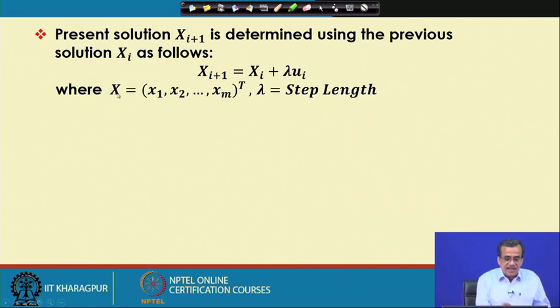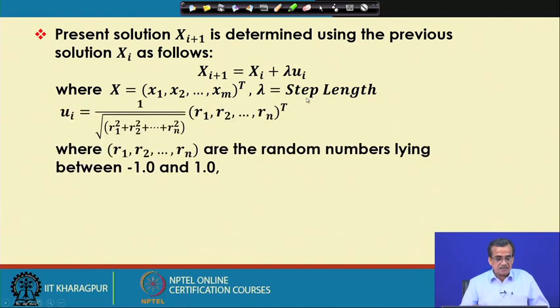Now, as I told, capital X is nothing but a collection of all small x values and lambda is nothing but the step length. Now, here we try to find out the search direction, that is u i, that is nothing but 1 divided by square root of r 1 square plus r 2 square plus dot dot dot plus r n square, multiplied by r 1 r 2 r n transpose. So, this will give you that search direction.